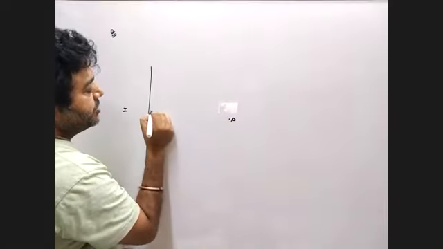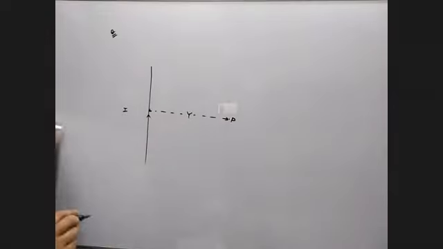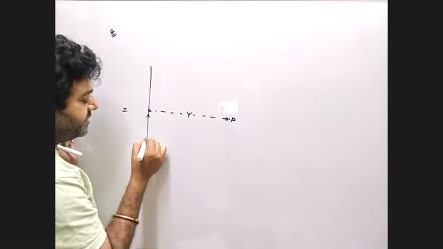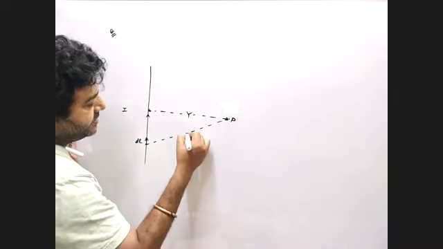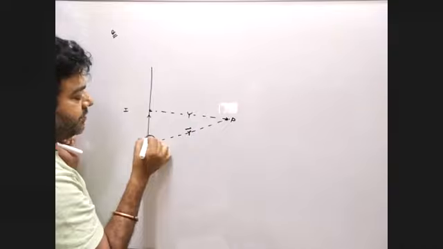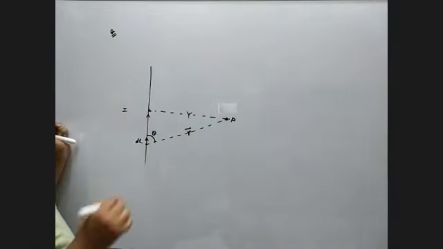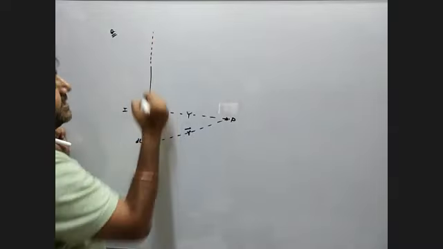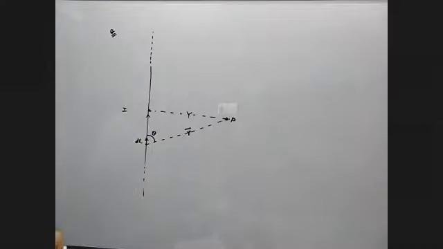P is a point which is at a distance y from this current carrying conducting wire. You have an elementary length dl which is at a distance r from here, which makes an angle theta. Now this solid line means it's finite, and if you make it dotted, that means it's infinite. So we derive it in such a way that we can find it for the finite, then we can find it for the infinite also.